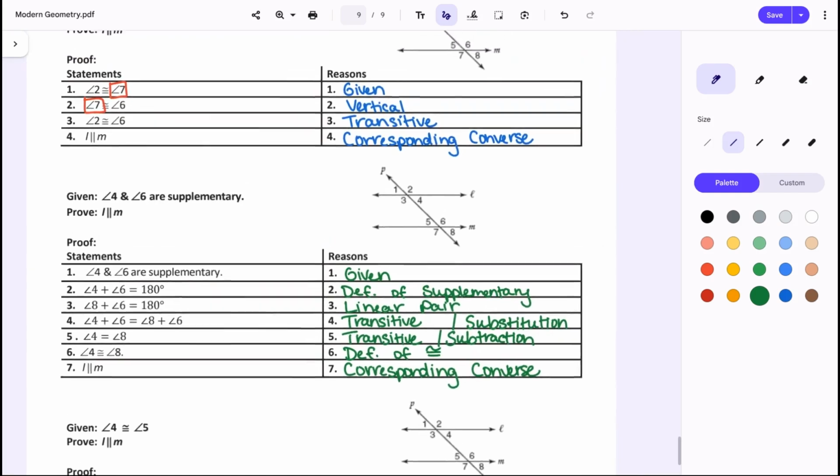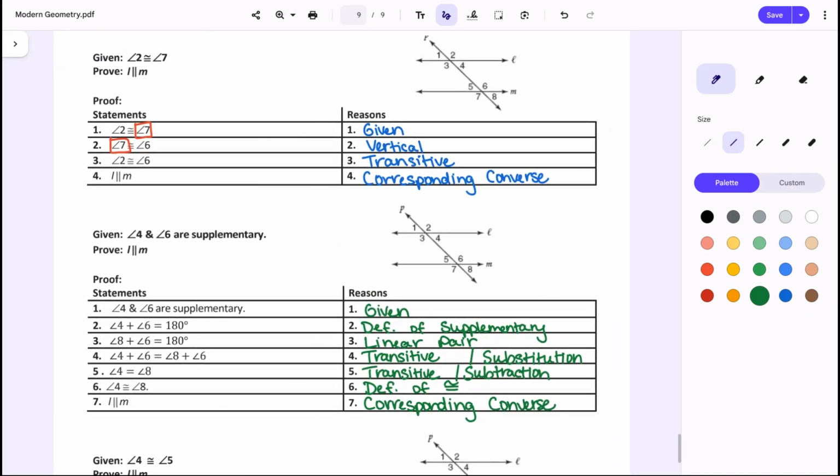Both of those problems were a little different in just what they started us out with for our given information, and then how we had to work to our corresponding angles. The first one was a lot easier to get there because we had already started out with a pair of congruent angles. So we didn't have to do as much work to make the pathway. The second one we had to do a little bit more work on because we started out with supplementary angles. Well, supplementary doesn't help us with corresponding. We had to then change supplementary to congruent. So it took us a little bit longer to get there. But notice how both of those end with the corresponding converse.